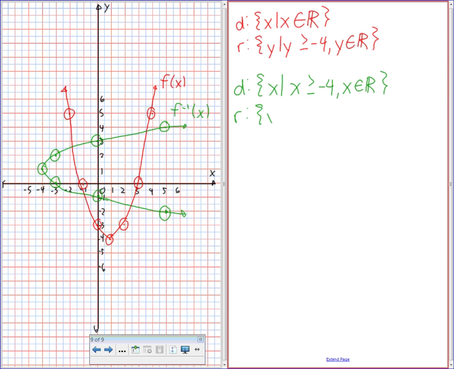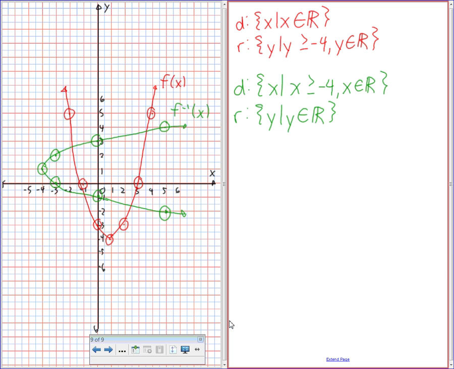Now, did anyone notice something funny about the domain and range of these two graphs? They're flipped. Why does it make sense they flipped? The x and the y values are just flipping. The x and the y are just flipping, so it makes sense that the domain and range, which are your x's and your y's, just flip as well.